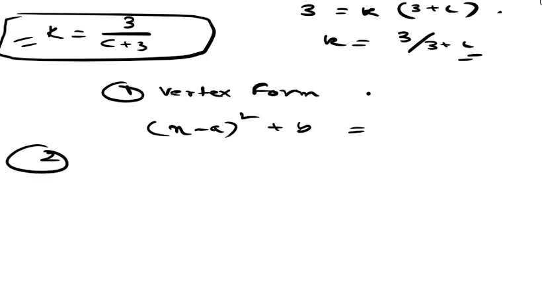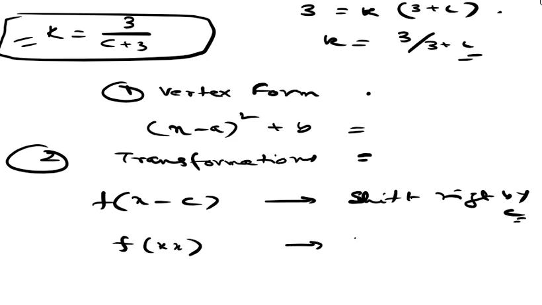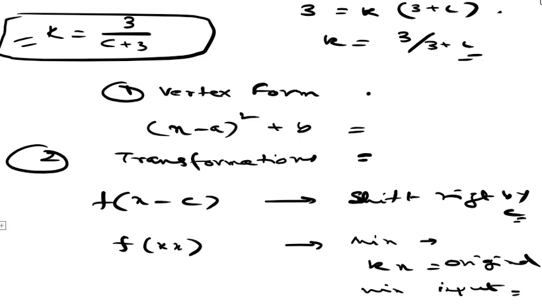Now second is the transformation. For the transformation, if f(x minus c), the minimum will shift right by c. Okay. Now for f(kx), the minimum occurs when kx is equal to the original minimum input. Students often confuse this. So this is very important.